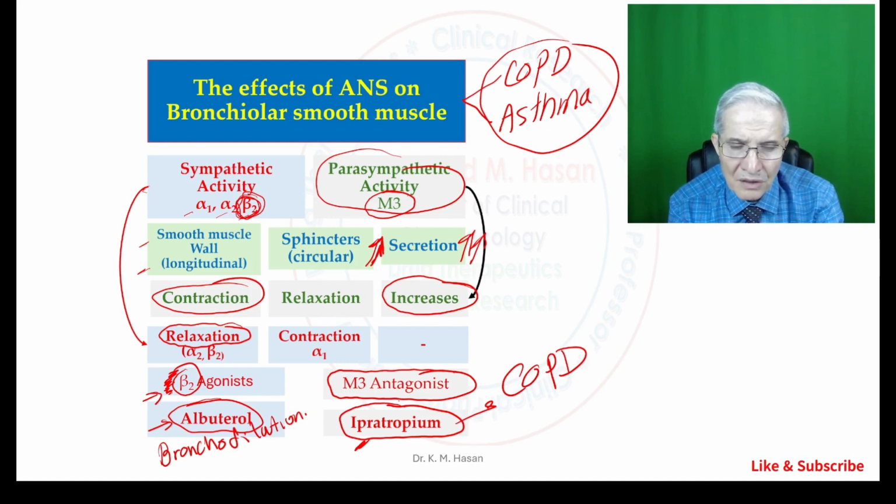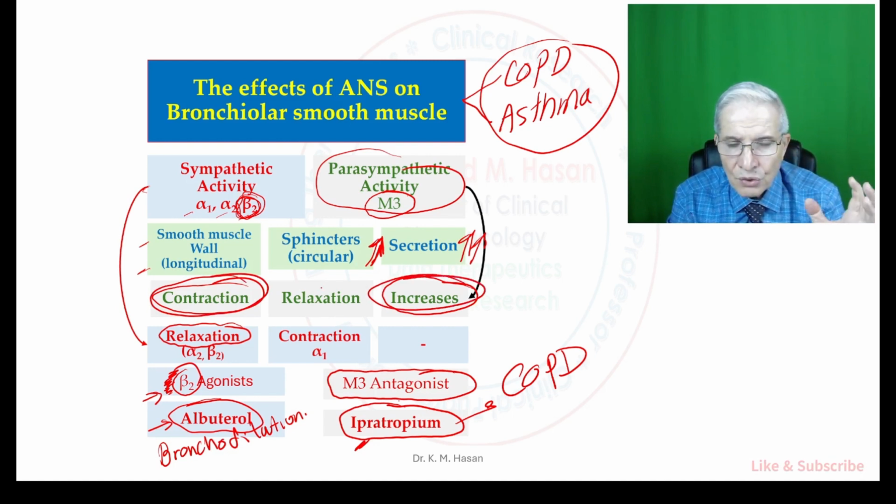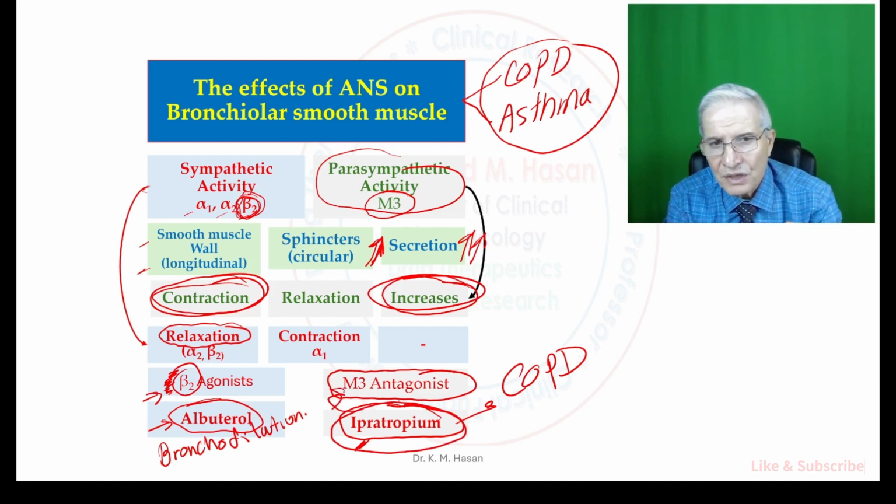The main receptor in the bronchial tree is the M3 receptor, the muscarinic M3 receptor. If you stimulate the M3 receptor, the result will be contraction and increased secretion. So to use this function in a therapeutic application, we have ipratropium. Ipratropium antagonizes the action of this receptor and blocks the M3 receptor.